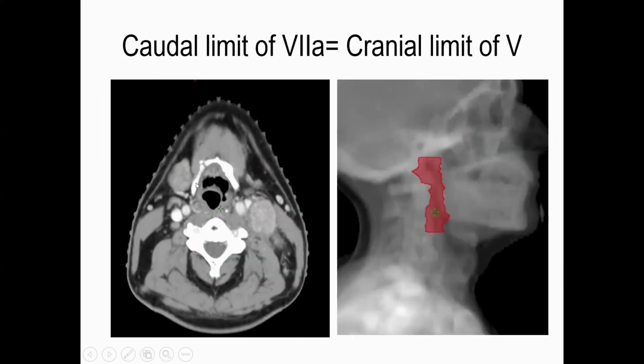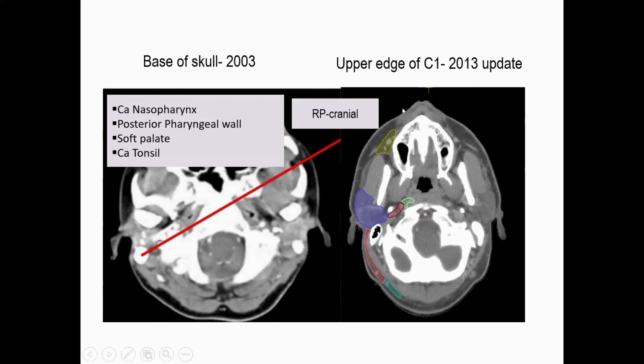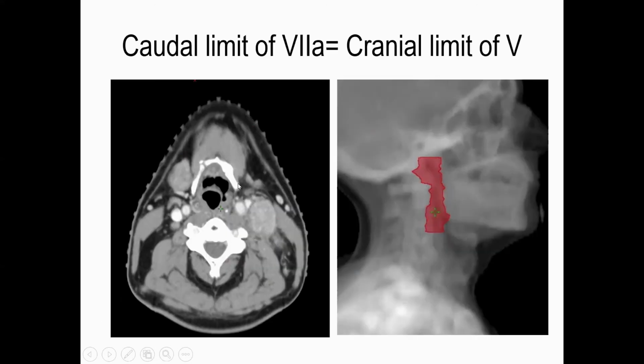The caudal limit is the cranial edge of the hyoid bone. This is the hyoid bone, which also forms the superior limit of level 5 nodes. The cranial limit of level 5 is the caudal limit of the retropharyngeal 7A nodes, that is the cranial limit of the hyoid bone. So this extends from the C1 vertebra to the cranial limit of the hyoid bone.